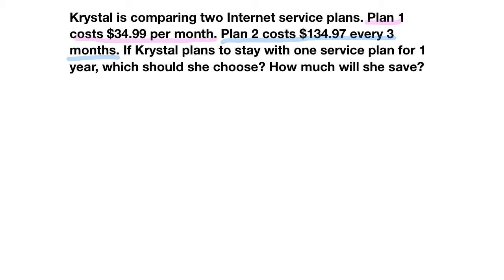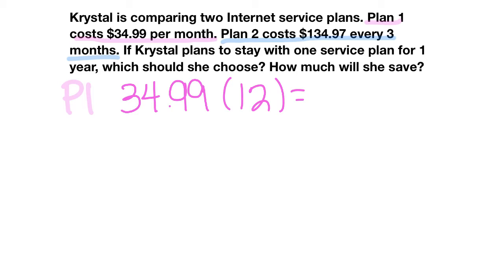In order to do that, let's take plan number 1. If it's $34.99 for 1 month, we can multiply it by 12 to find out the cost of 12 months. So $34.99 times 12 tells us that Plan 1 would cost Crystal $419.88 per year.